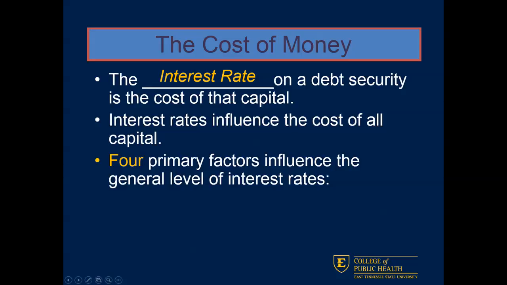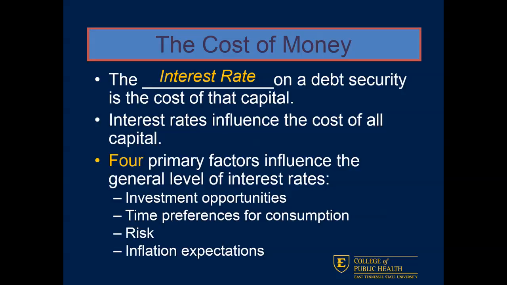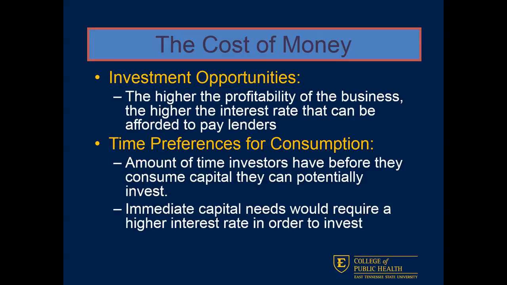A couple of other key points that we want to know, particularly around the cost of money and these capital decisions: the interest rate on a debt security is the cost of that capital and really works to influence the cost of all capital. So we have four primary factors that influence our interest rate. Those are risk, time preferences, which we talked about through our time value analysis, inflation expectations, and investment opportunities.